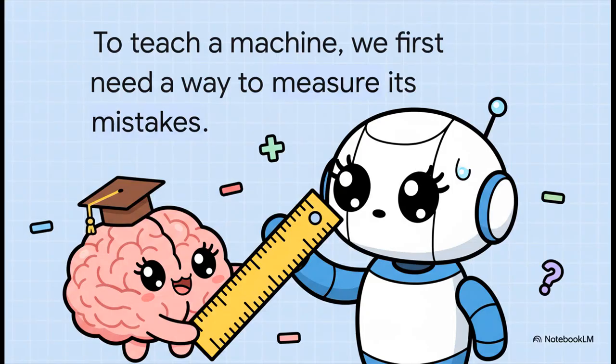You know, it all boils down to a pretty simple idea. Before we can tell a model, hey, get better, we first need a really solid mathematical way to tell it exactly how wrong it is right now. And that's where these two functions come into play.